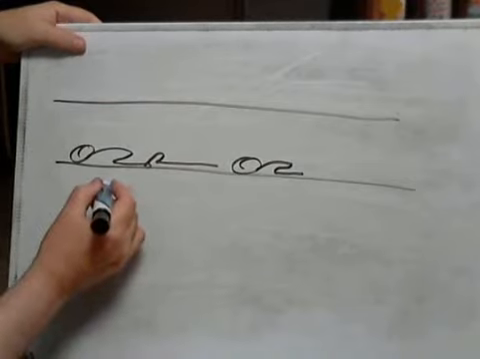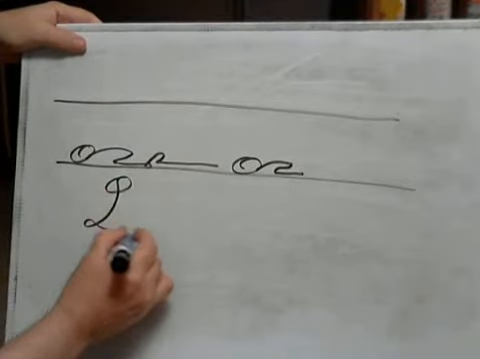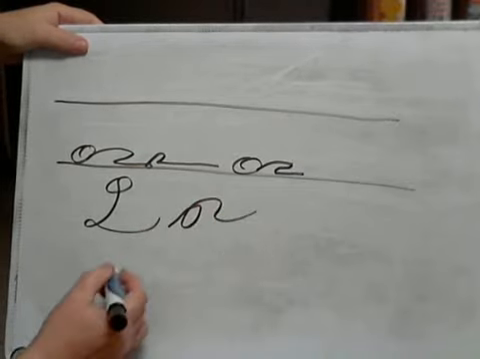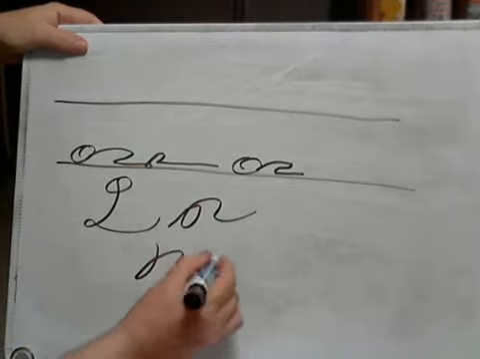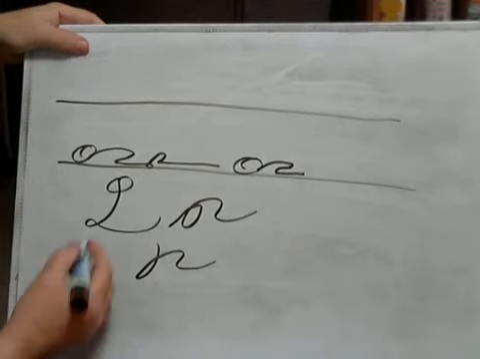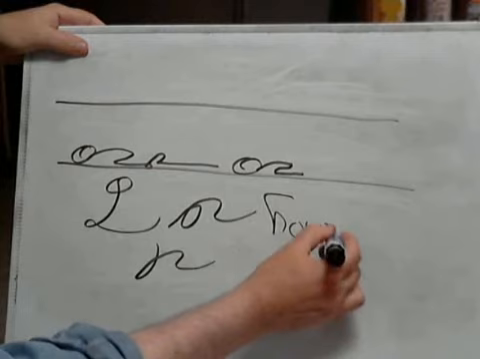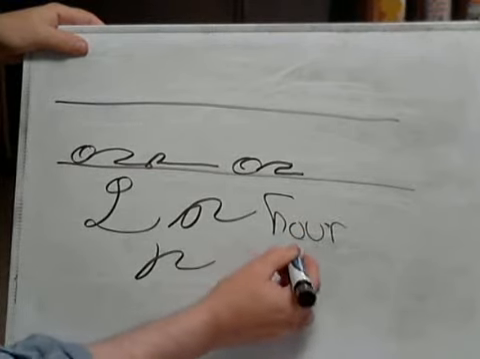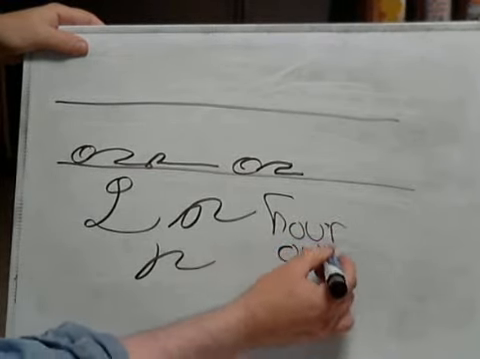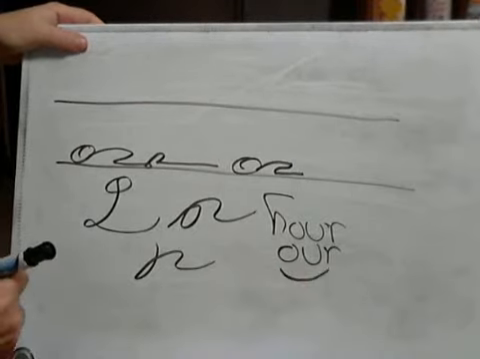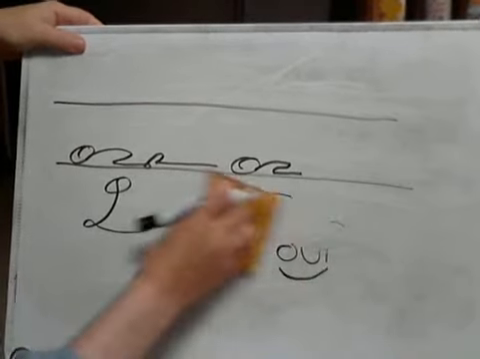Eiffel Tower would be I-F-E-L, Eiffel, T-A-U-R, tower, sour, S-A-U-R. Now the word hour, in Gregg Shorthand is simply an R.